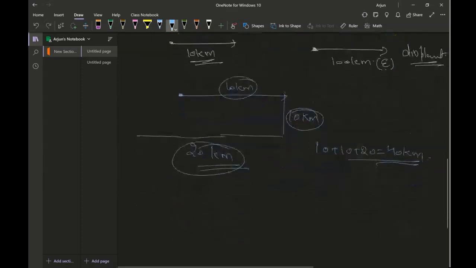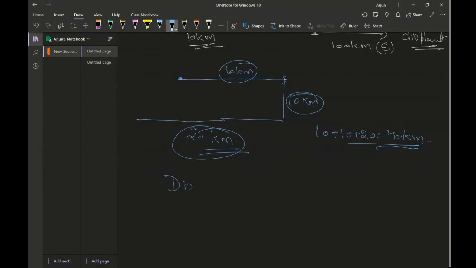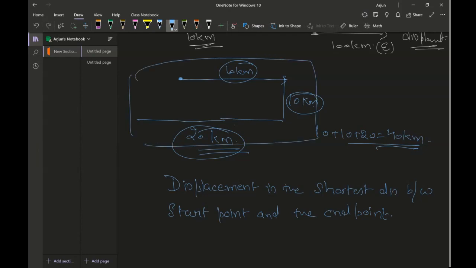Now what is displacement? Displacement is the shortest distance between start point and the end point. Now if I wanted to find the displacement for this given diagram, the person ends at this point. So this will be the displacement. This is what we have to figure out.